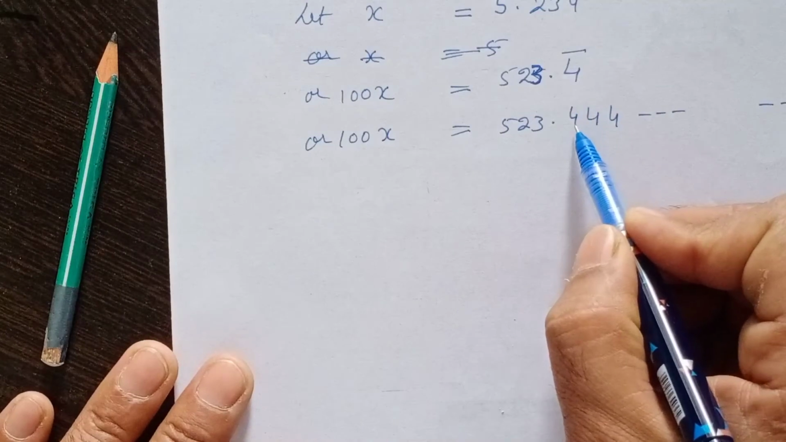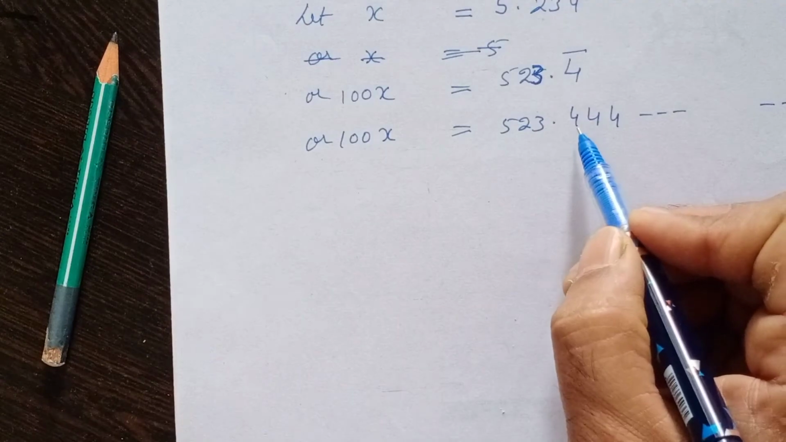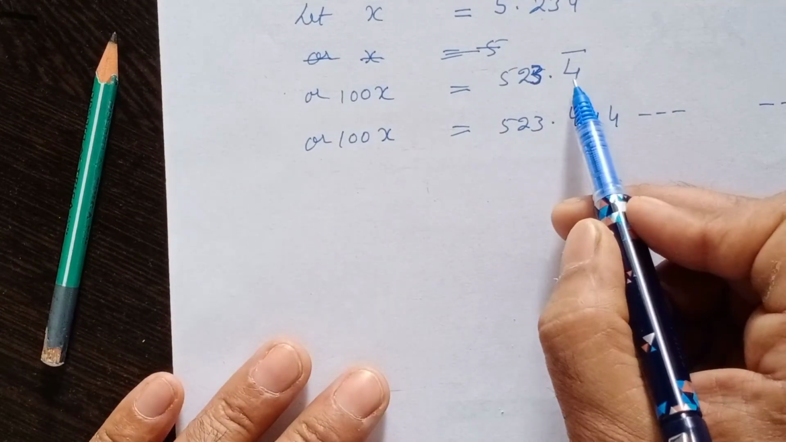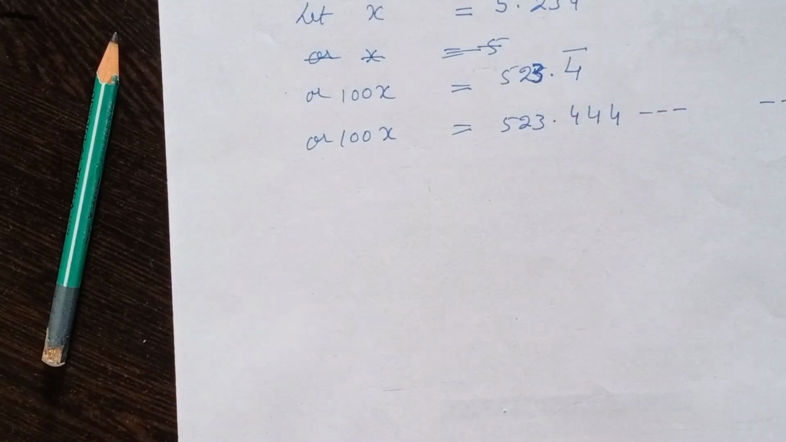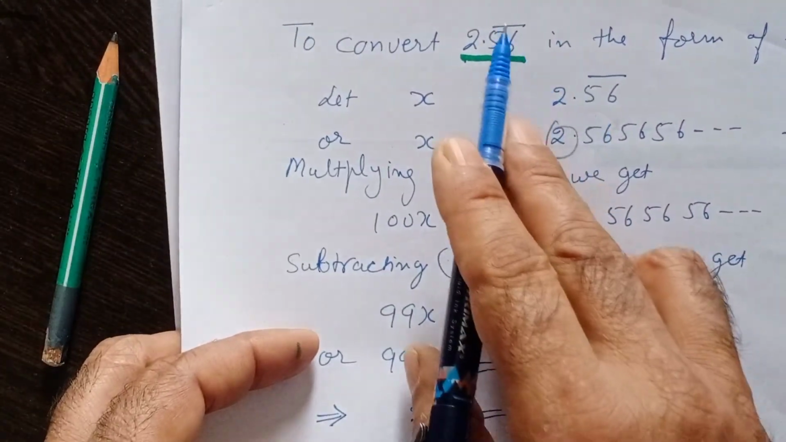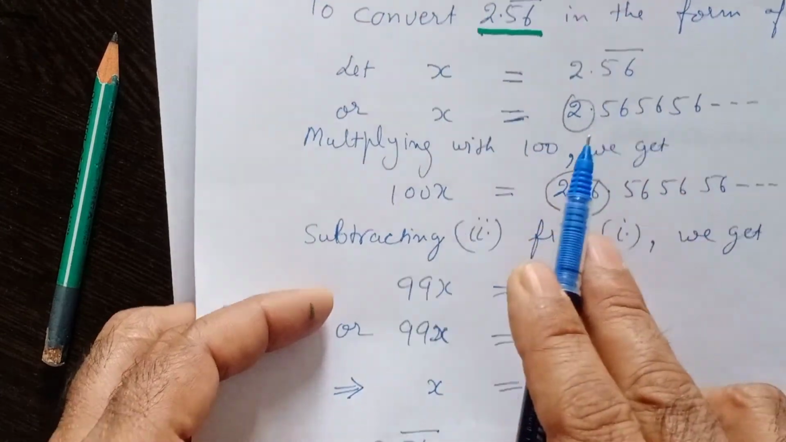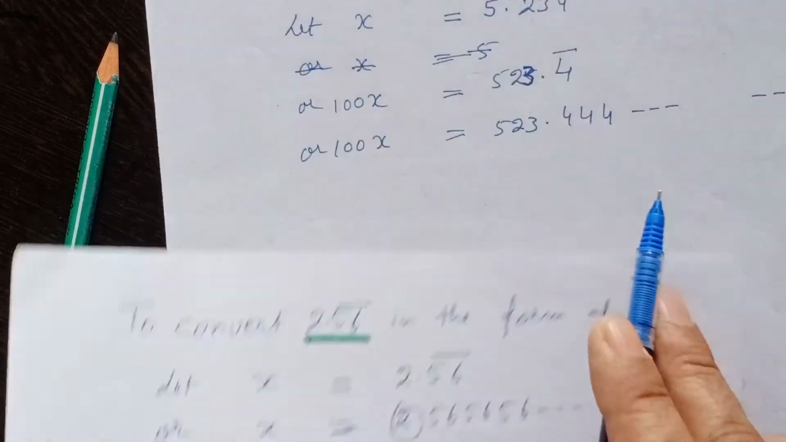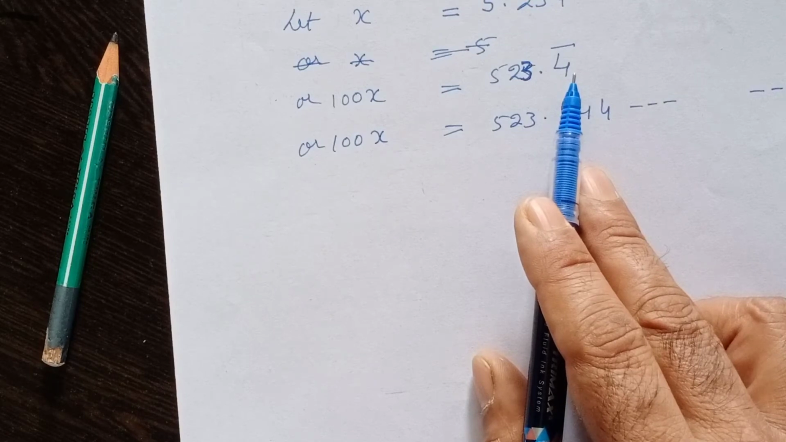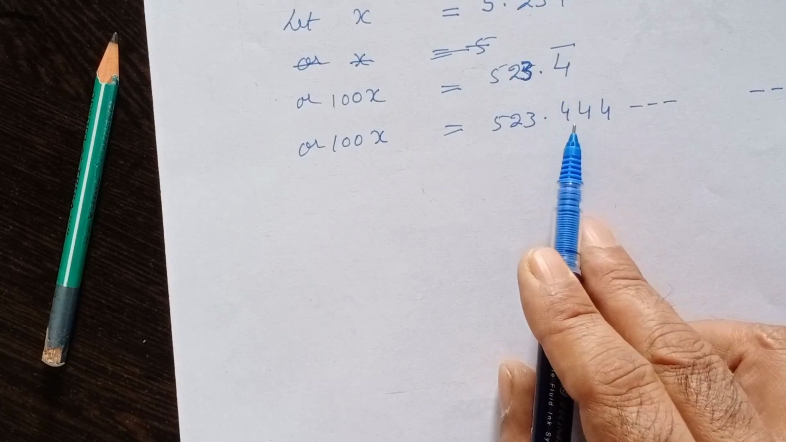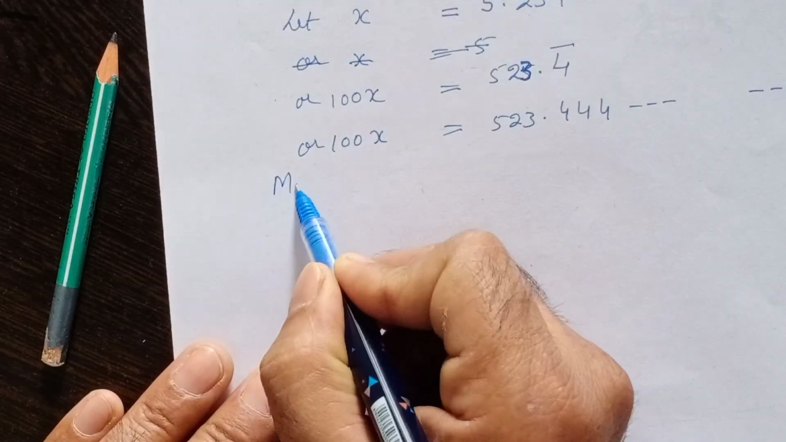Now we shall bring one set of the repeated digits before the decimal. So here the set has only one digit. In the last question, the set of repeated digits had 2 digits, 5 and 6. There were 2 digits. That is why we multiplied with 100. But here there is only one digit which is being repeated. So we will multiply with 10 only.